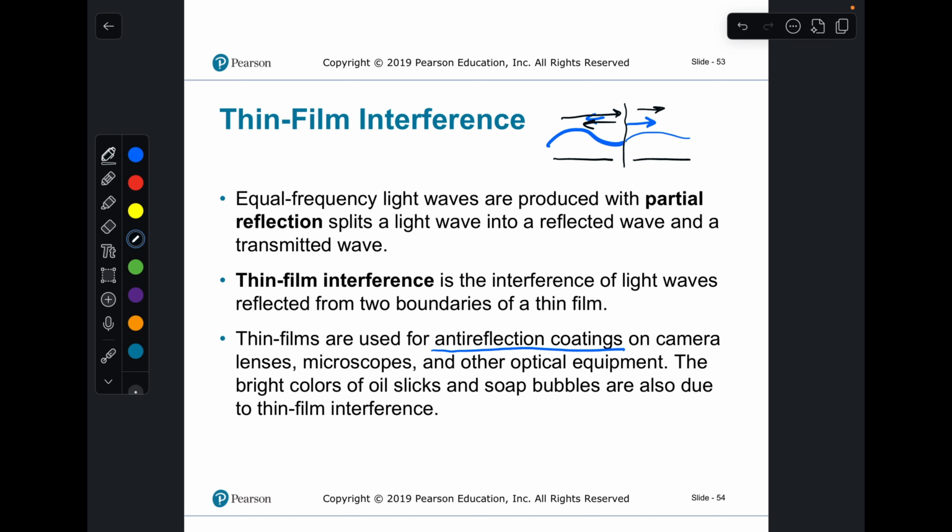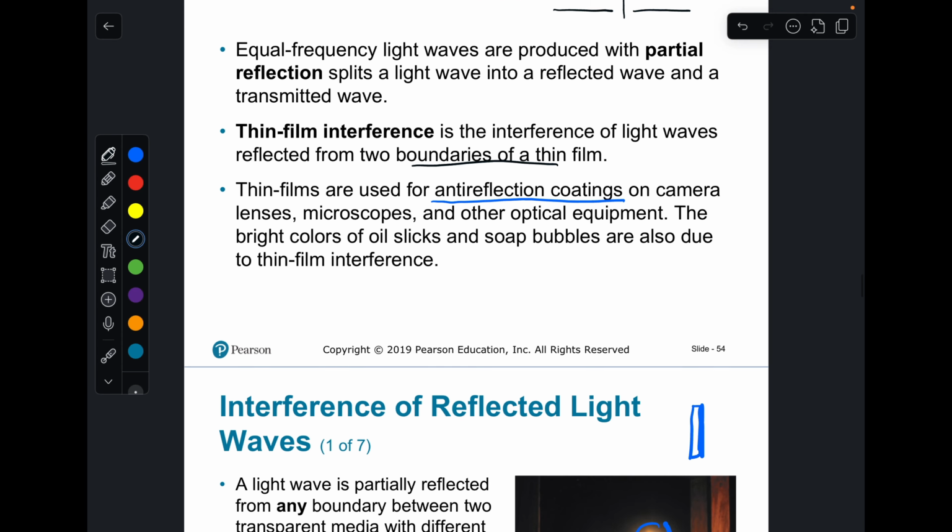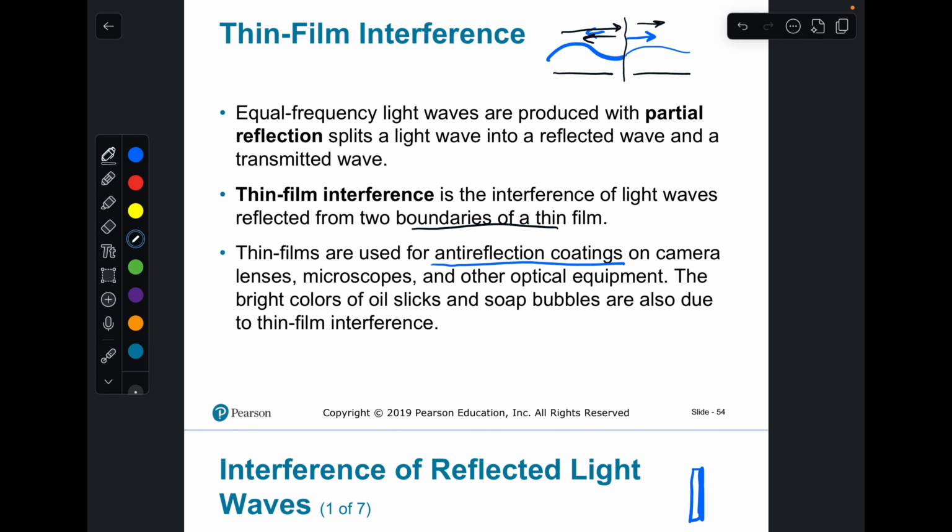So this is going to happen in thin film interference with light. Light is going to encounter a boundary, which is a change in index of refraction. Some of the light is going to go through and enter the glass or the plastic or whatever it is, and some of it's going to get reflected. This is used in anti-reflection coatings on sunglasses, or you can notice thin film interference when you see the iridescent colors on an oil slick or a soap bubble. And we're going to talk about that.